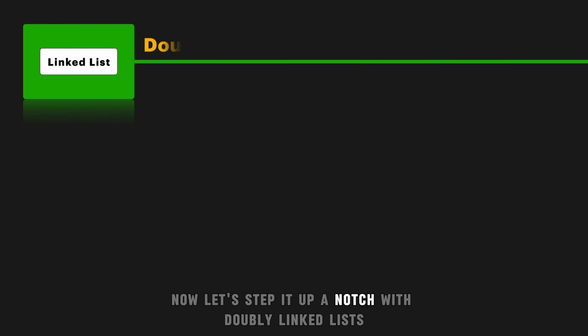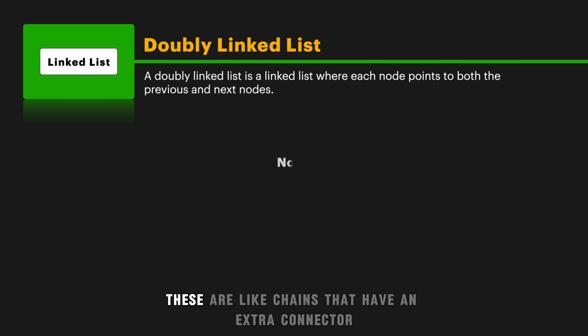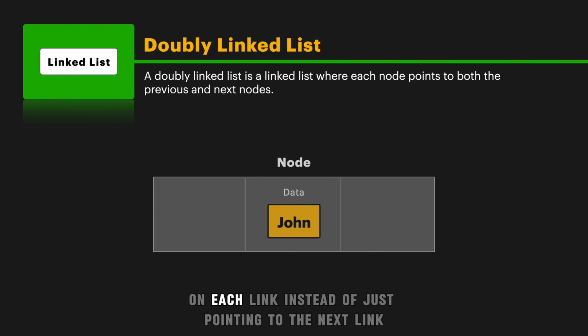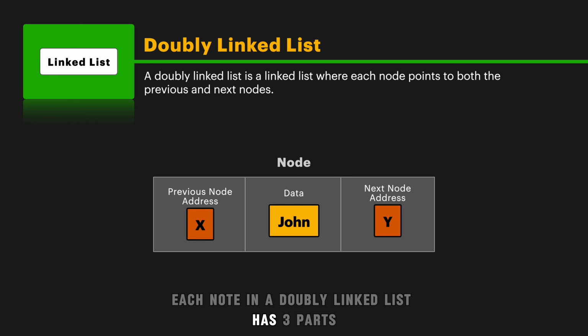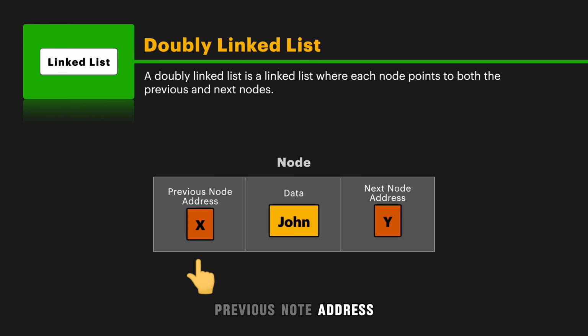Now, let's step it up a notch with doubly linked lists. These are like chains that have an extra connector on each link. Instead of just pointing to the next link, each node in a doubly linked list has 3 parts. Previous node address, this points to the node that comes before it in the list.